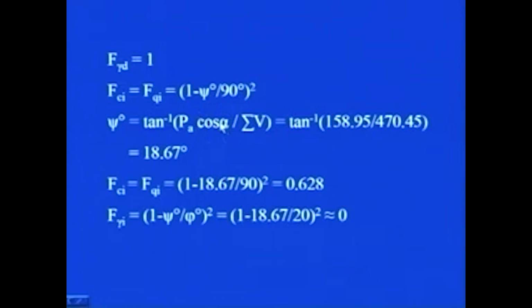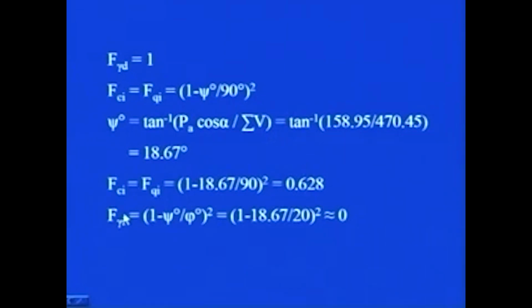PA cos alpha, you know, summation V also you know. You can simply pick these values from the table. That psi degree will become equal to 18.67 degree. Once this psi is known, you can find out this FCI and FQI. So FCI and FQI worked out to be 0.628.